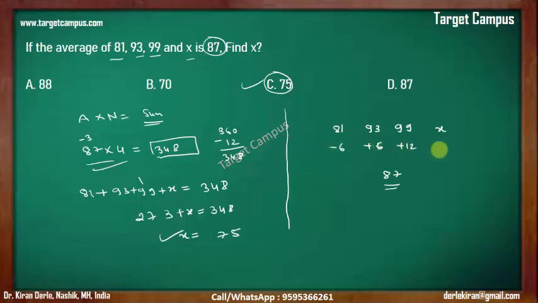That means the addition of these deviations should be equal to 0, right? So if you add these deviations, minus 6 plus 6 will be 0. This is plus 12. So this term should be minus 12 from 87, right? Minus 12 from 87, which happens to be 75. That's the answer, right? No need to do this every time, but we have to understand this first, right? To make the tricks work. Let's go ahead.